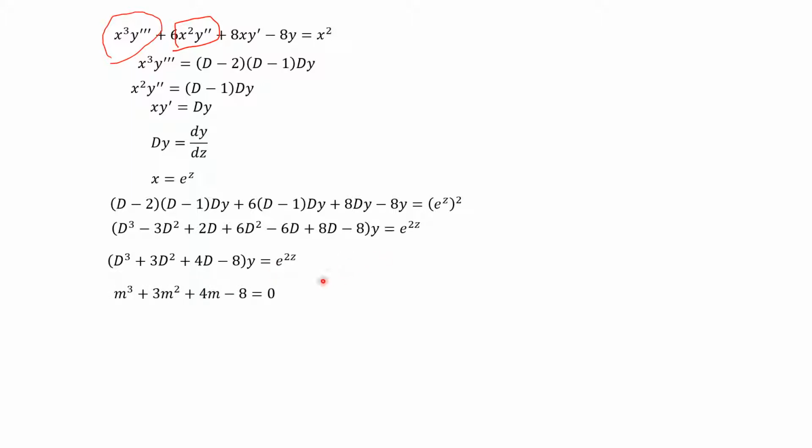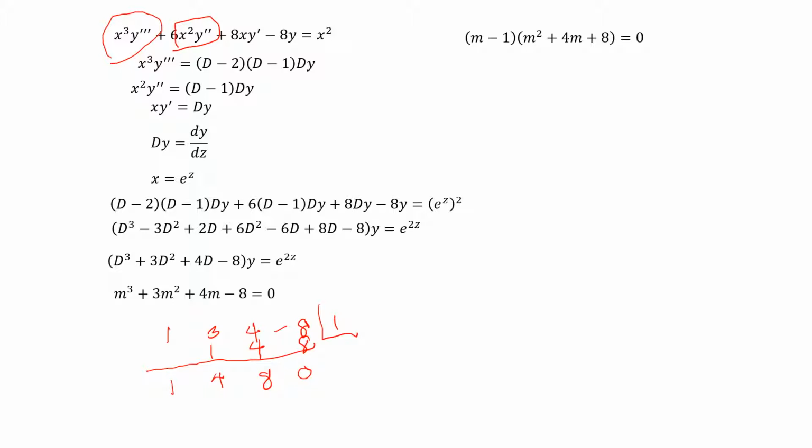Now the auxiliary equation now is m cubed plus 3m squared plus 4m minus 8 is 0. Now you can factor this as m minus 1. You can use synthetic division here. From here, this is 1, 3, 4, and negative 8. Let's try 1. Now this is 1, 1, 4, 4, 8, 8. Negative 8 plus 8 is 0.